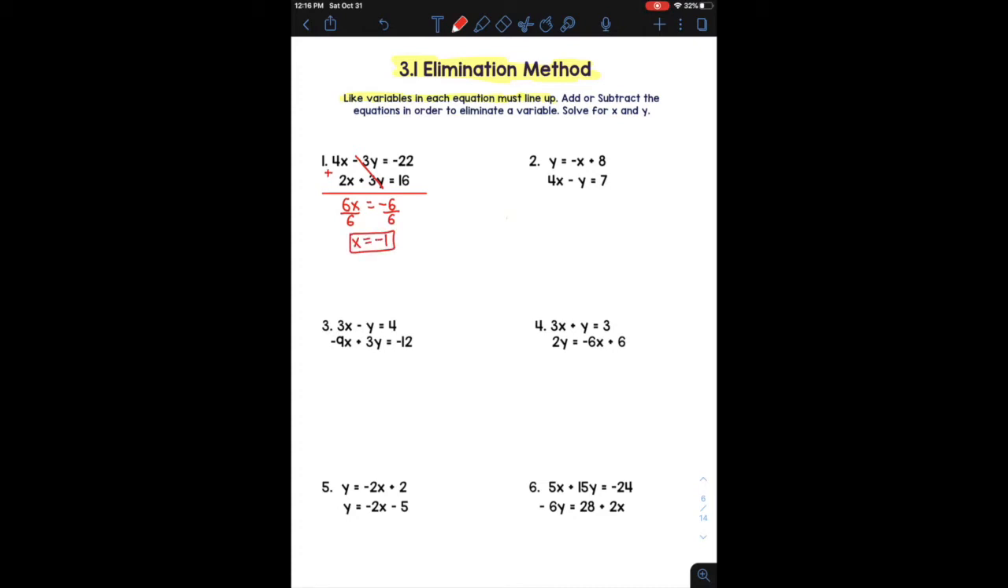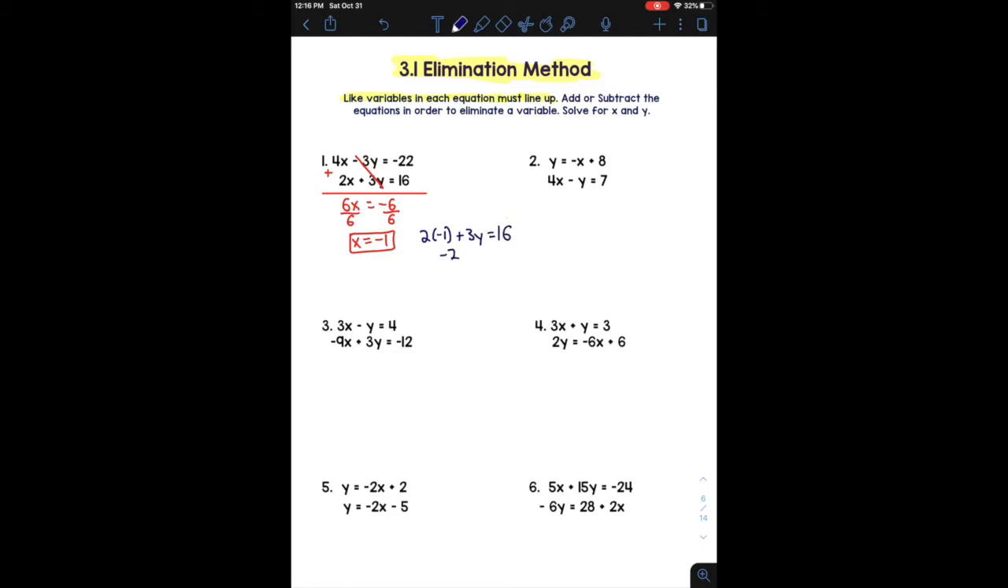Now we know that a solution to a system is an ordered pair. Now that I have the x value of the ordered pair, we now have to find the y value by substituting that x into one of the original equations. I'm going to substitute into our first equation, 2x plus 3y equals 16. I know that x is negative 1, so we have 2 times negative 1 plus 3y equals 16.